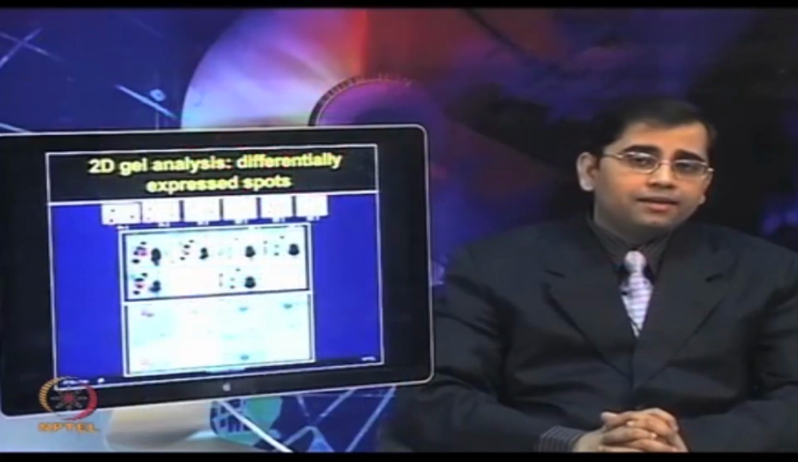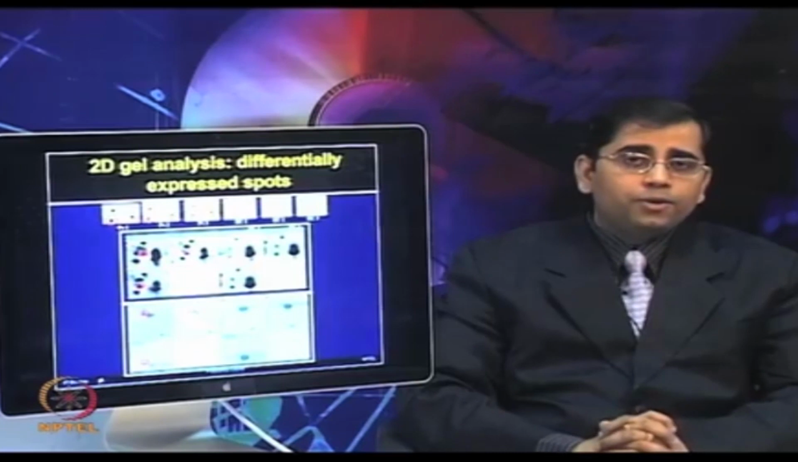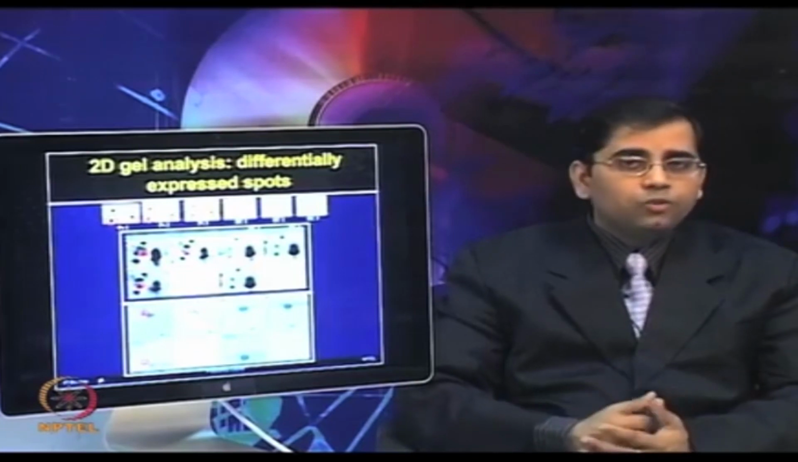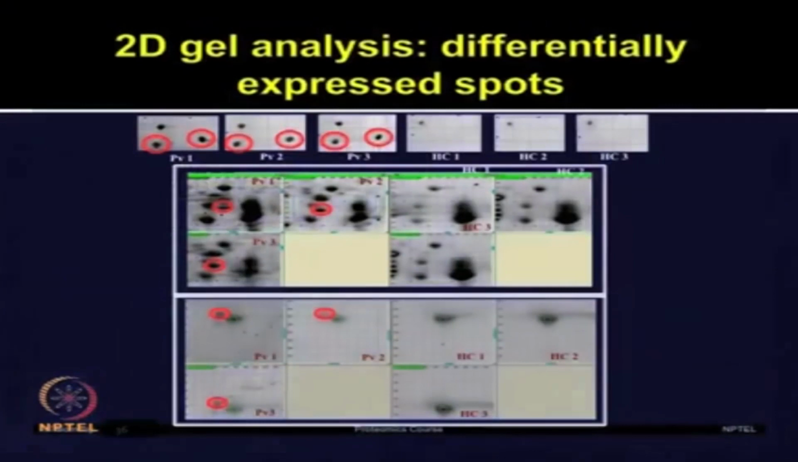As you can see in this slide, we looked at various controls and various vivax patients. These are only a few patient samples here, but we analyzed a large number of samples. Those spots which were reproducible in all the patients, for example, one you can see in the top panel, two spots showing significant alteration in the vivax as compared to the healthy controls. These types of spots were considered further for mass spectrometry analysis.